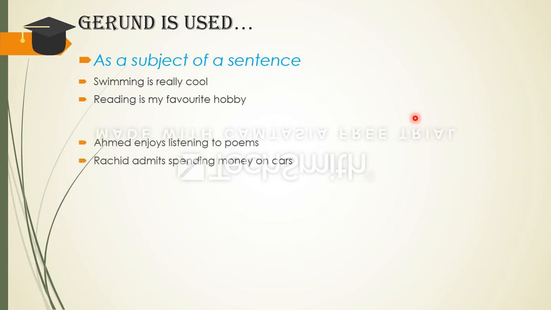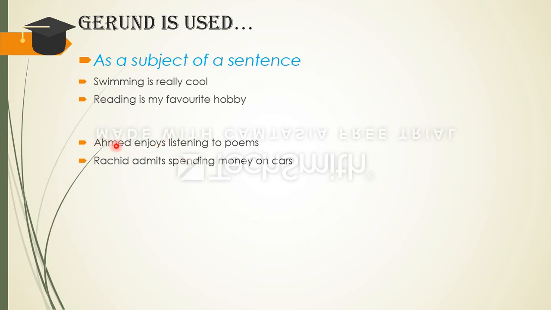Now the second use. Look at two sentences, please. Ahmed enjoys listening to poems. Rashid admits spending money on cars. Ahmed enjoys what? Listening, listening to poems in general as well. Rashid admits spending money on cars. I'm not speaking about a particular case, but about what he does all the time.